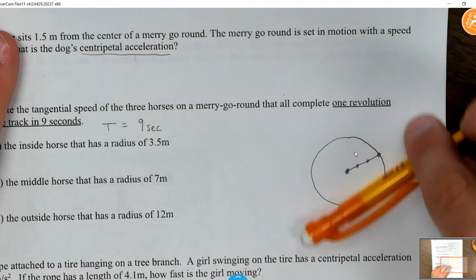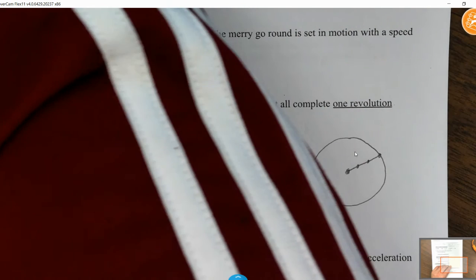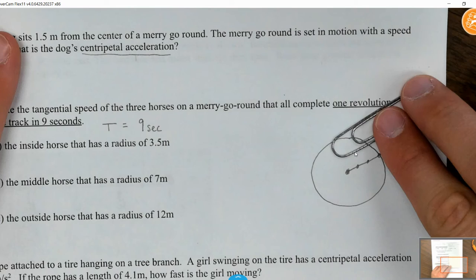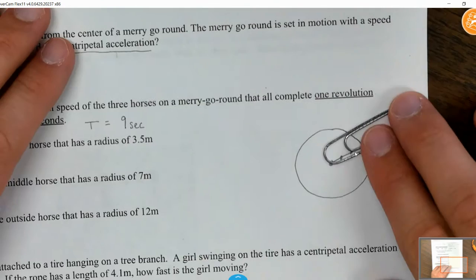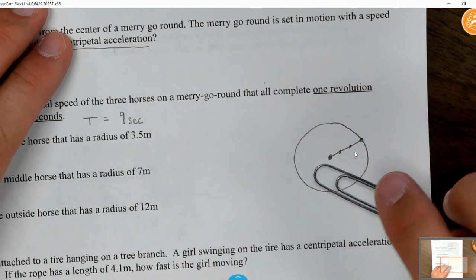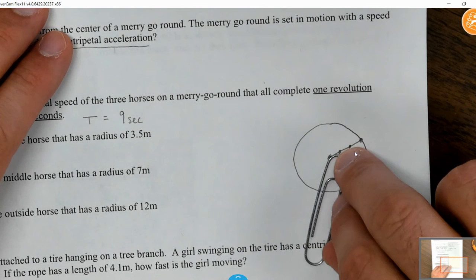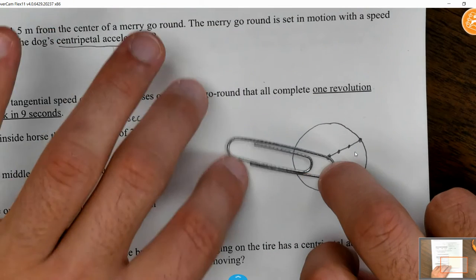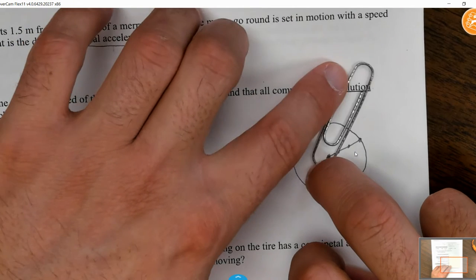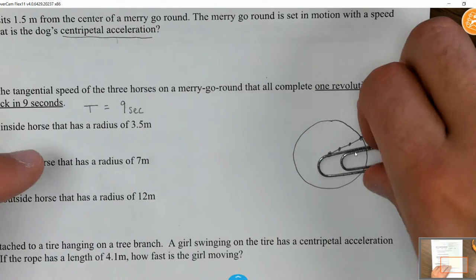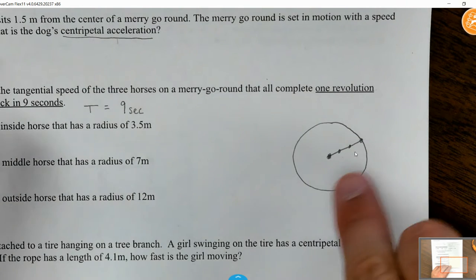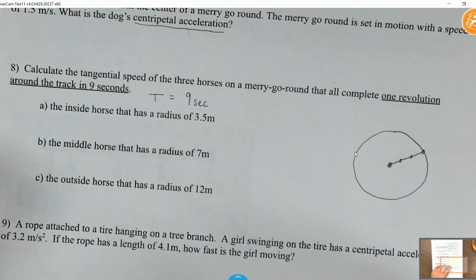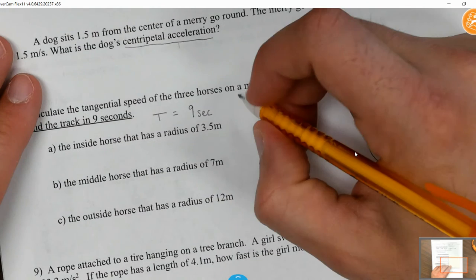They're all going to move around. So if I can, let me see if this works. It's close enough. This thing is going to move around, and they're all going to complete the same amount of revolutions or spins, rotations, in the same amount of time. So the period for all 3 horses is the same. So you may want to make that note, okay?